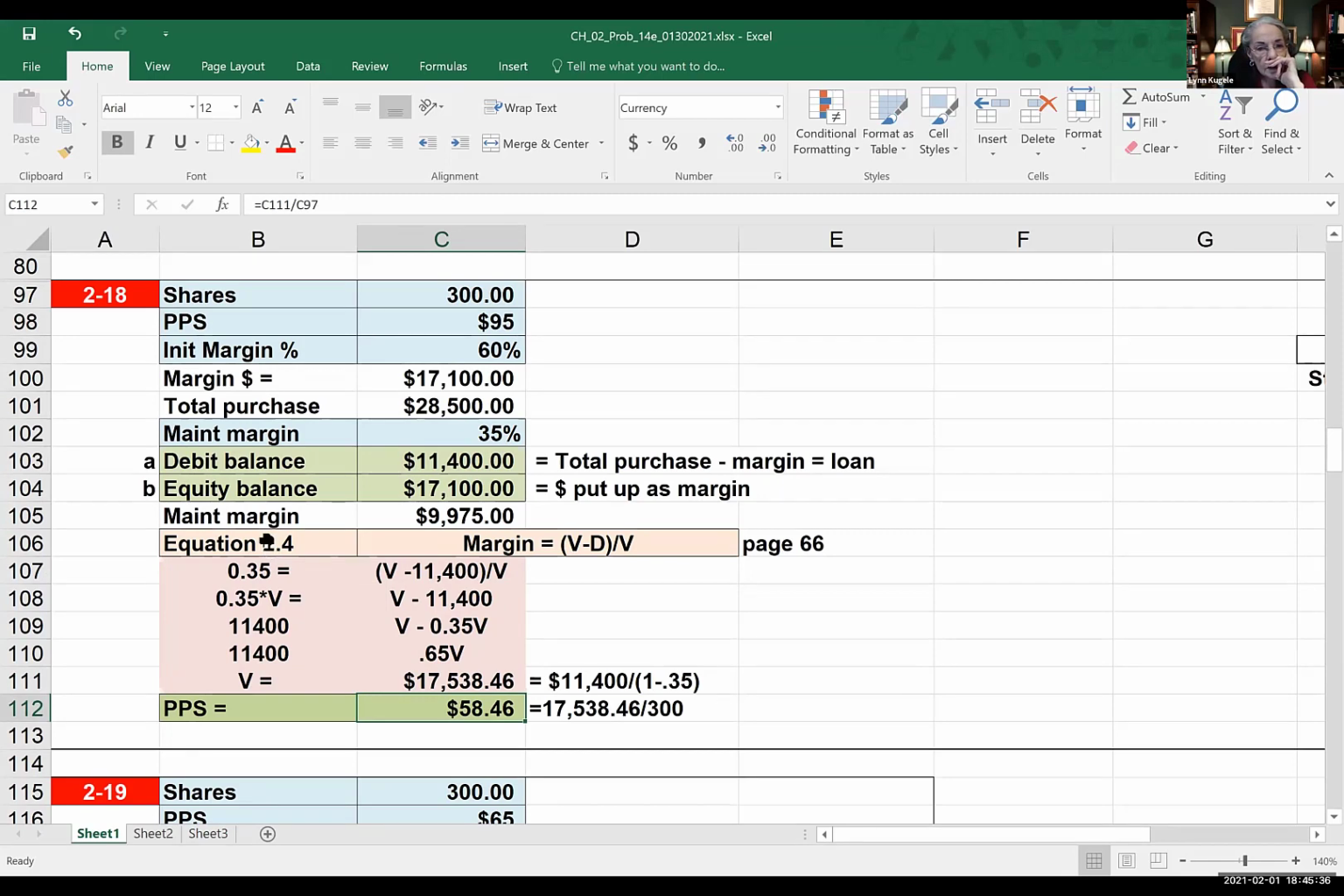And I'm using that equation, 2.4. It's on page 66 in your book. Margin requirement goes over here, and I'm solving for V. Make sense? Sort of.